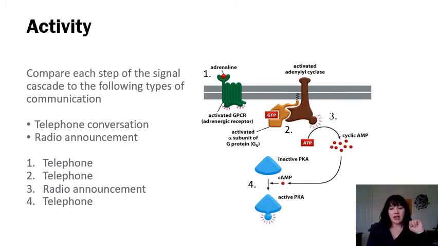But because of that amplification step, step 3, rather than having one adrenaline molecule resulting in activation of one PKA, we can have one adrenaline molecule resulting in the activation, in this example, of 9 PKA proteins, right? 9 enzyme molecules being activated. So the signal has been amplified.